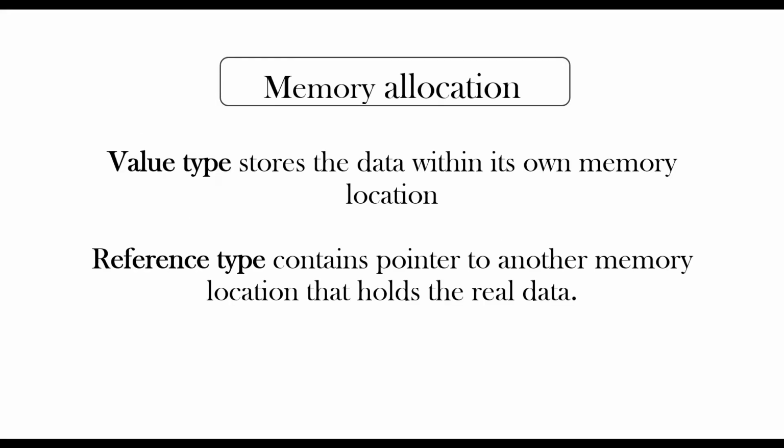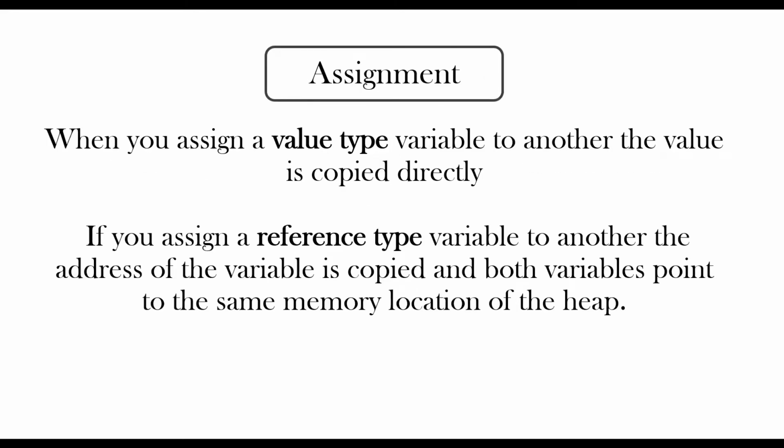Second difference is value type stores the data within its own memory location and reference type contains pointer to another memory location that holds the real data. Next, when you assign a value type variable to another, the value is copied directly. But in case of reference type, when you assign a value, then the address of the variable is copied and both variables point to the same memory location on the heap.